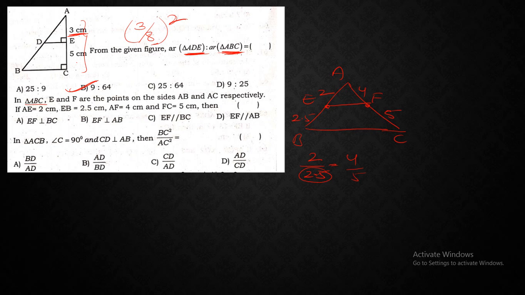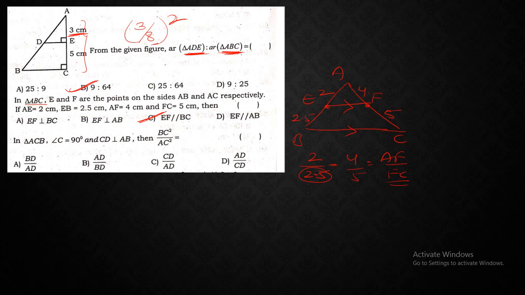So which can be written as 4 by 5. So already AF by FC, AF by FC is also 4 by 5 only, no? So that means clearly by converse of BPT, we can say that those two lines are parallel, which is nothing but EF parallel to BC.